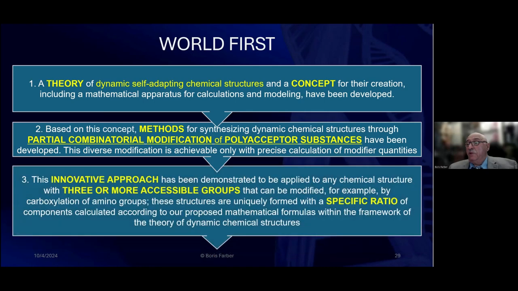This innovative approach has been demonstrated to be applicable to any chemical structure with 3 or more accessible groups that can be modified, for example, by carboxylation of amino groups. This structure is uniquely formed with a specific ratio of components calculated according to our proposed mathematical formula within the framework of the theory of dynamic chemical structure.